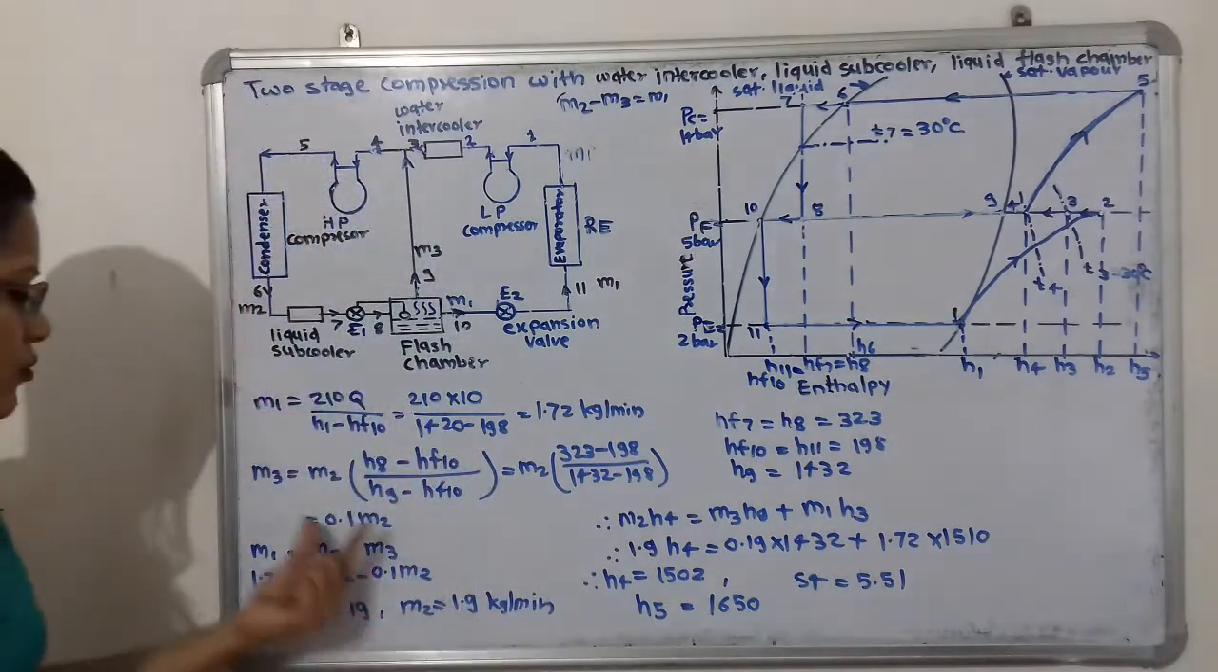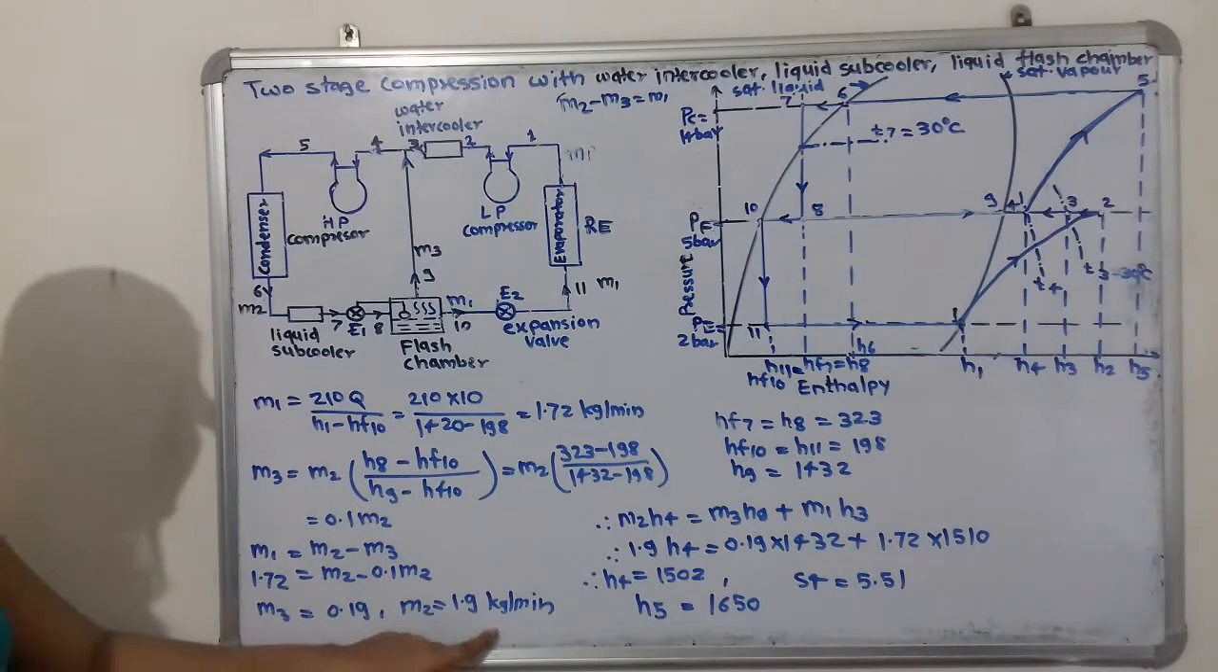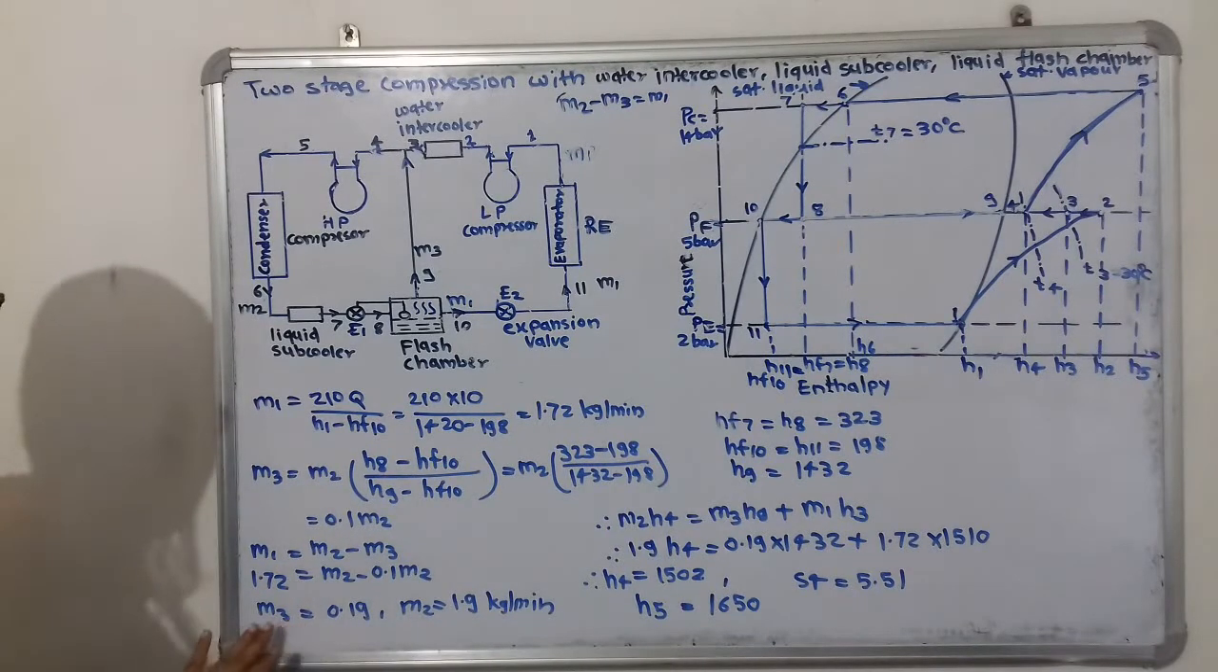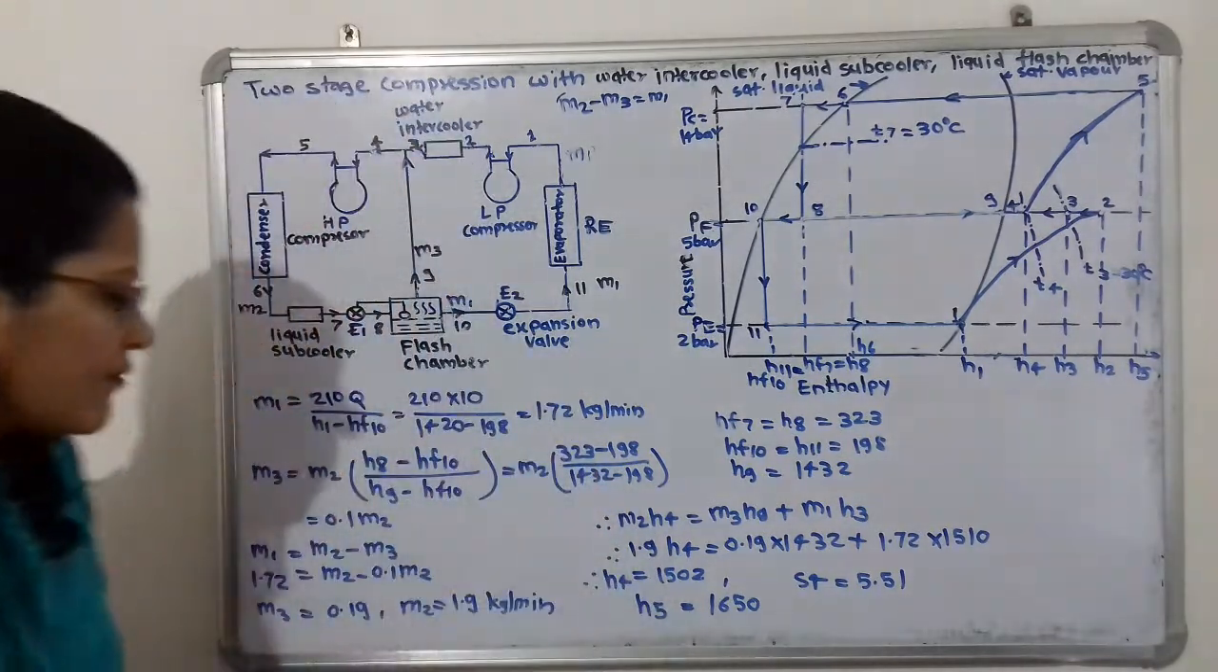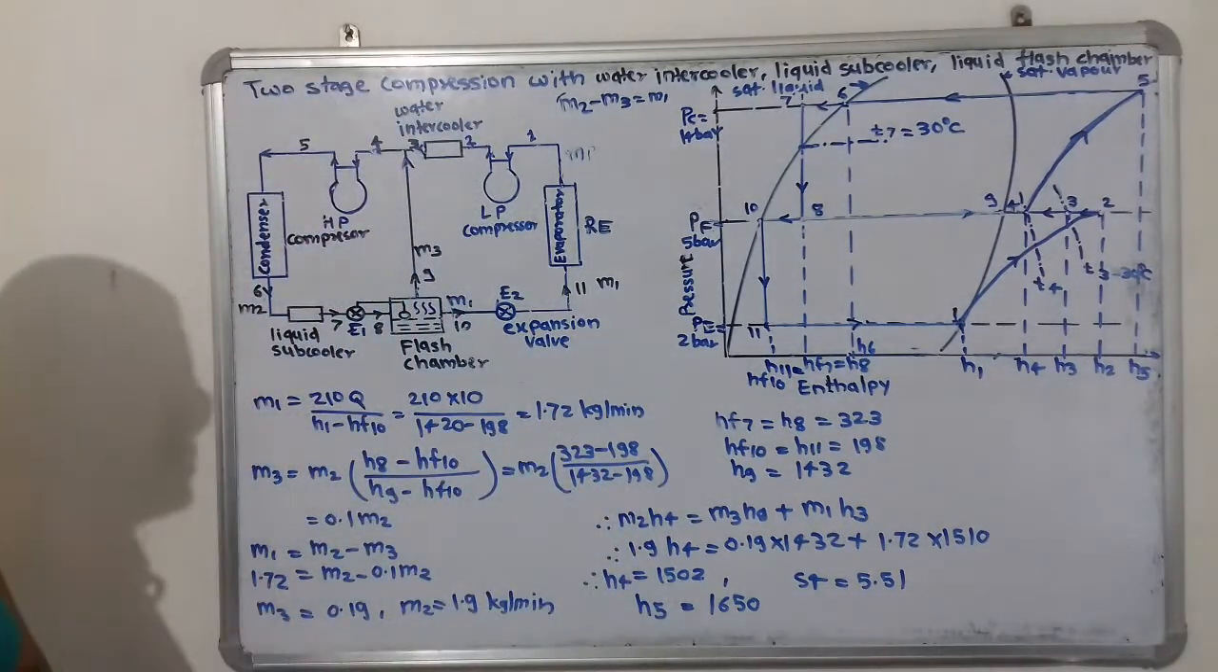And when we get M2, then what is M3? That is 1.9 multiplied by 0.1. That is, M3 is equal to 0.19 kilogram per minute. So in this way we get M1, M2 and M3.